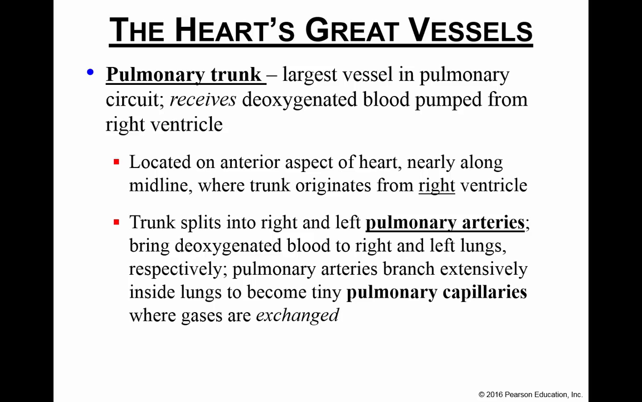The pulmonary trunk is the largest vessel that delivers blood to the pulmonary circuit. It receives the deoxygenated blood from the right ventricle, and it carries the blood up, and then it splits into the right and left pulmonary arteries, and that's what carries the blood on into the lungs to the pulmonary capillaries where the gases are exchanged.